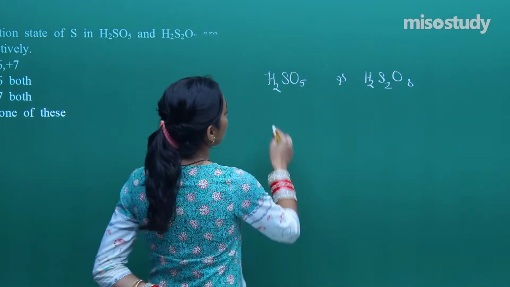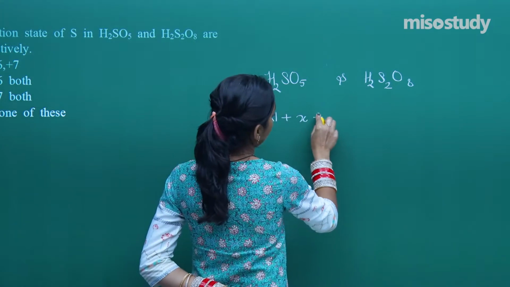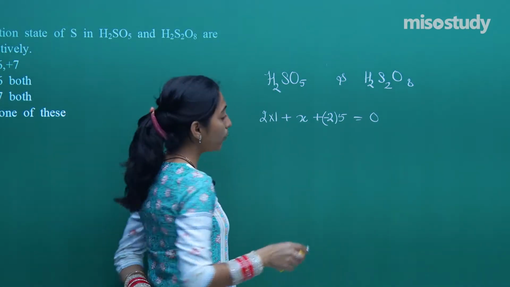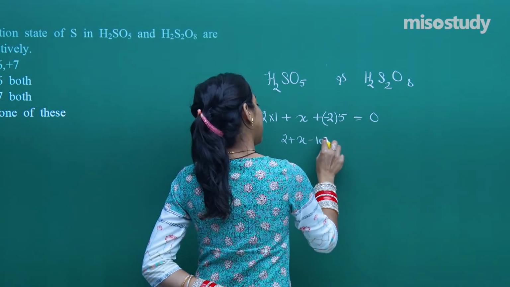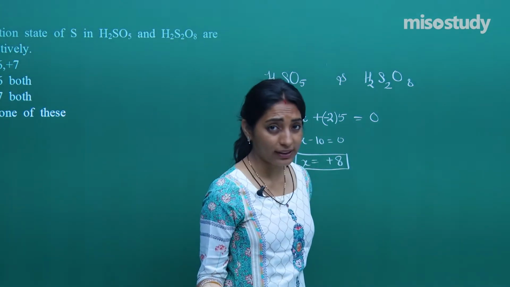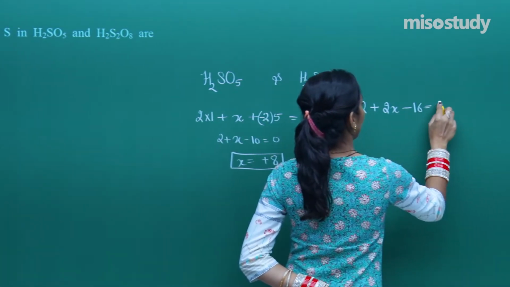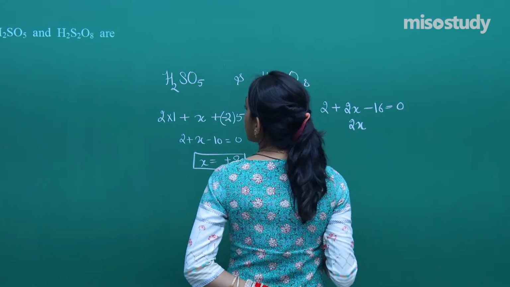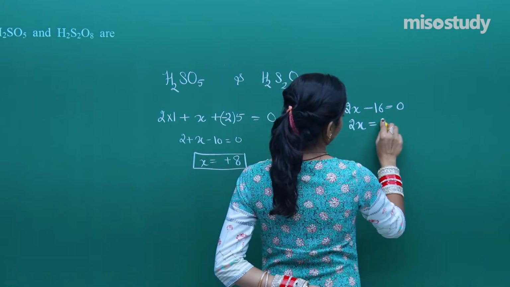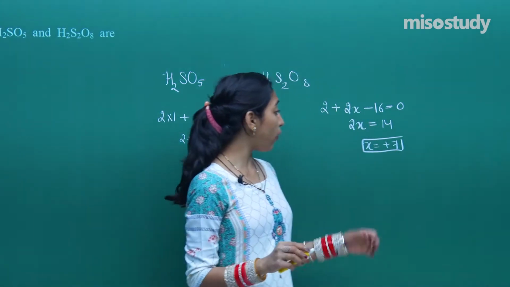So we'll have 2 of hydrogen plus sulfur can be considered to be X, plus 2 minus 2 of each oxygen multiplied by 5, overall will have 0. So we'll have 2 plus X minus 10 is 0 and X is equal to plus 8. Right? So this is the calculated oxidation state. And then we have 2 plus 2x minus 16 is equal to 0, 2x is 14 and x is plus 7. So these are the oxidation states of sulfur.